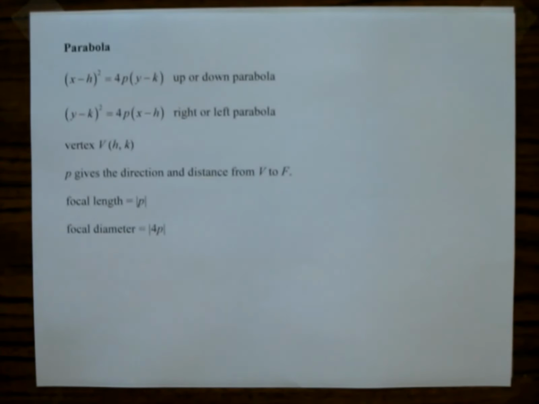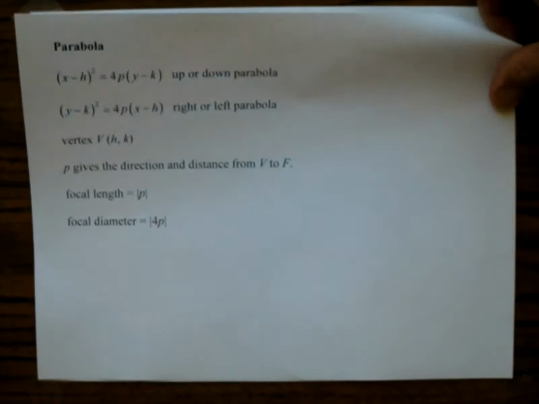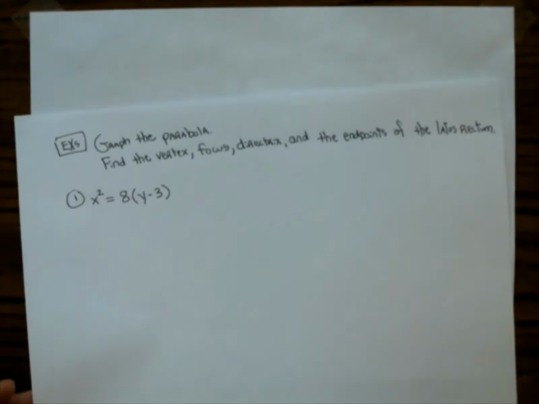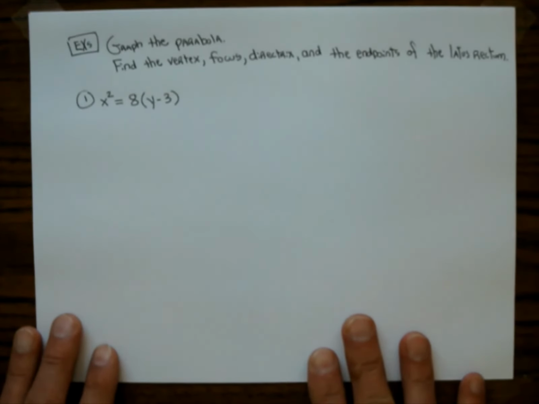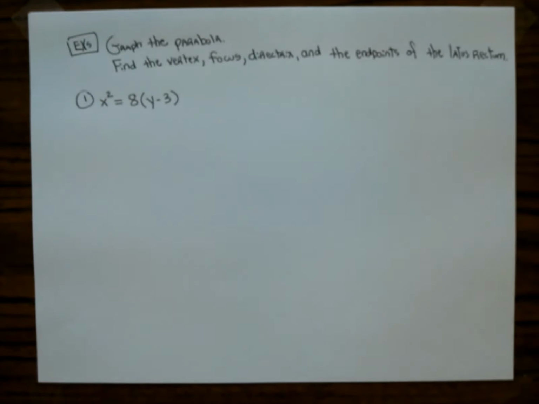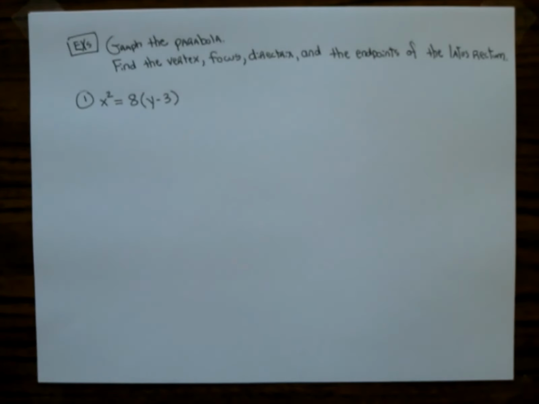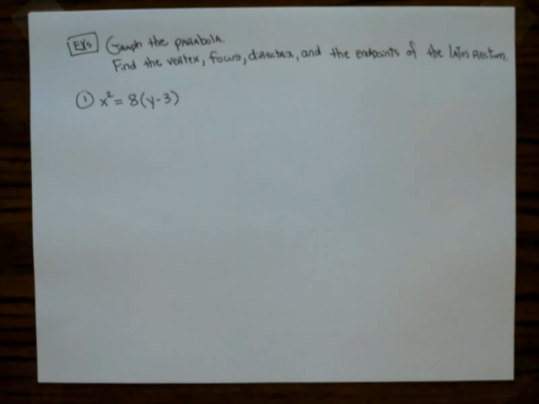This is what we have to know to do some problems. So the rest of what we do in 7.3 will be just working out some problems. In your homework, they're going to ask you problems that look like this: graph the parabola, find the vertex, the focus, the directrix, and the endpoints of the latus rectum. And that's what we have to do. So we'll do a few of these problems.